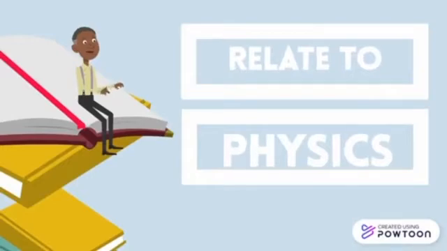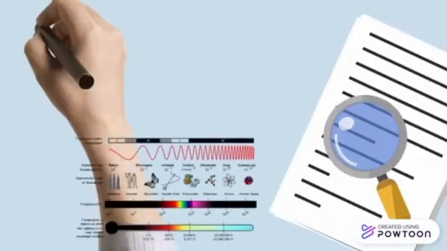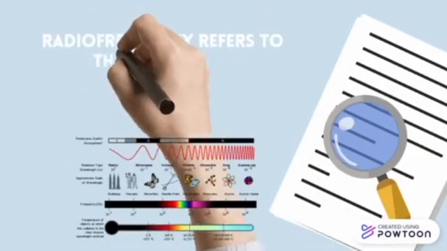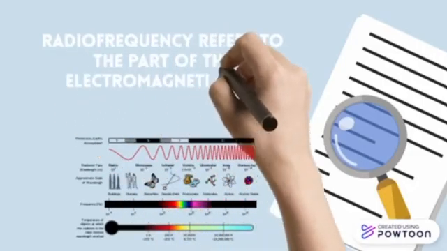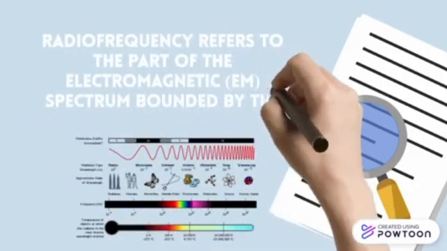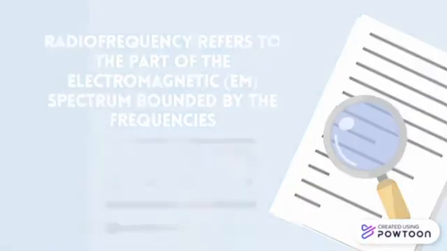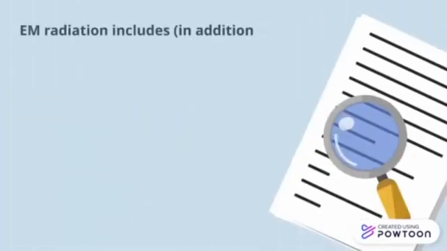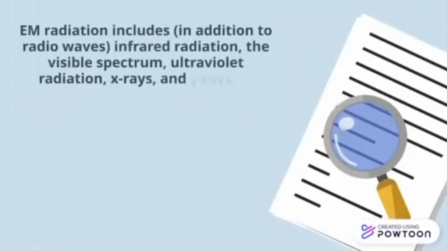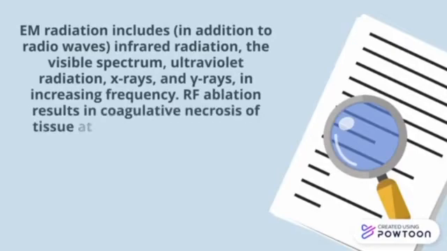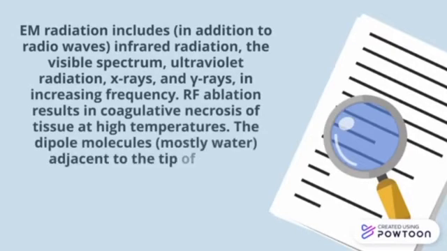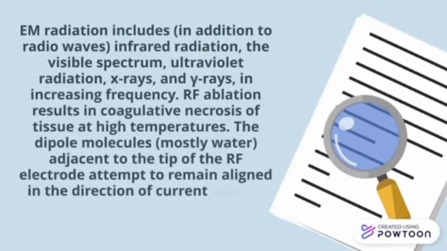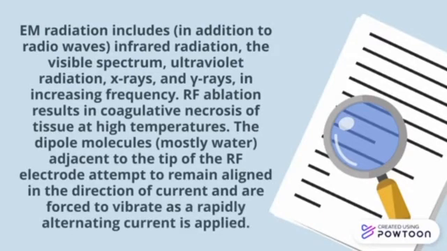Relate to physics. Radiofrequency refers to the part of the electromagnetic, EM, spectrum bounded by the frequencies. Electromagnetic radiation includes, in addition to radio waves, infrared radiation, the visible spectrum, ultraviolet radiation, X-rays and gamma rays, in increasing frequency. RF ablation results in coagulative necrosis of tissue at high temperatures.